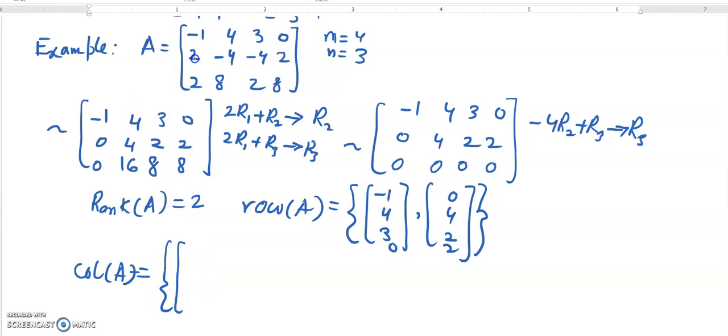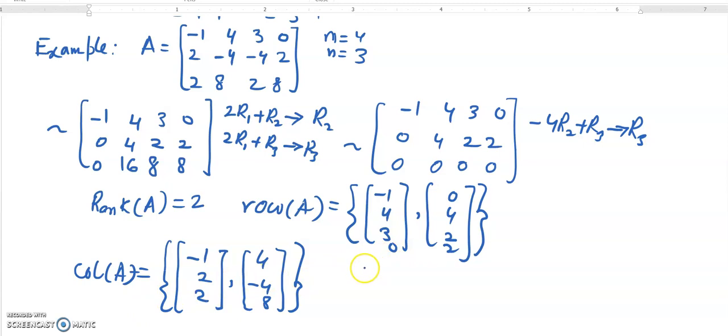And the column space of A will be the corresponding 2 columns. What are those 2 columns in the original matrix? Minus 1, 2, 2, and 4, minus 4, 8. Remember that the column space is in Rn, whereas the row space is in Rm. That means 4 components.